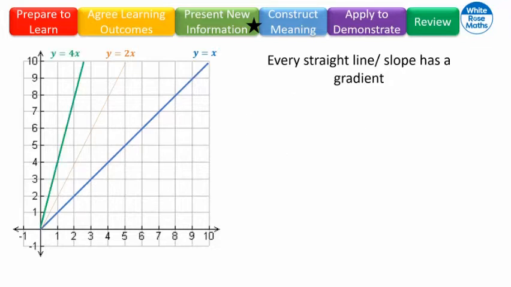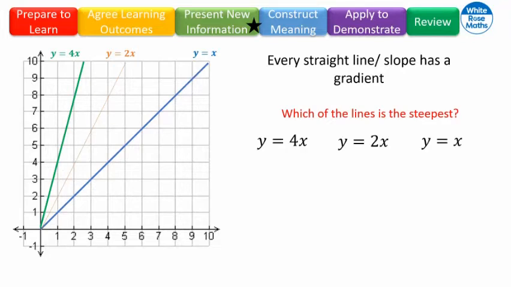And another line, y equals 4x. Here the gradient is 4. So here's a question for you. Which one of the lines is the steepest? There's the lines. Which one of the lines is the steepest? Pause here and have a go. Well done if you got it right. The answer, y equals 4x.